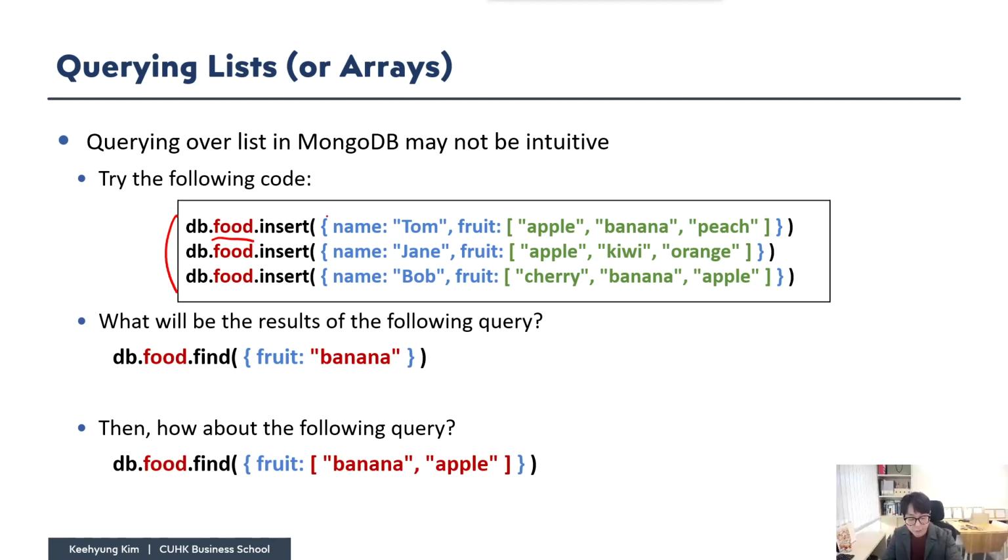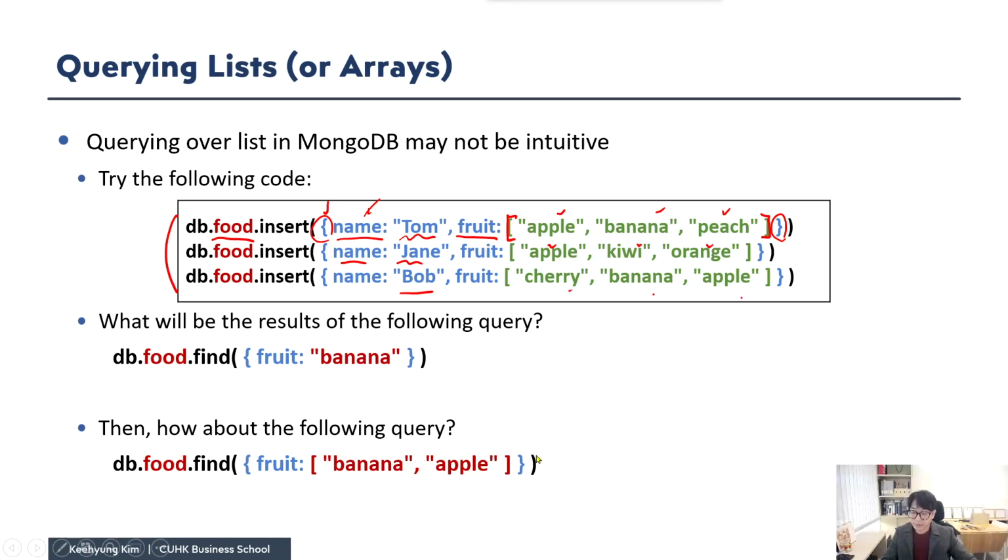The first document here starts with the start of document and end of document here. So it has 2 fields, name field and fruit field. So name field, the value is Tom, and the fruit field, the value is a list of 3 elements. So apple, banana, peach are there. And second is name Jane. So Jane has 3 other fruits: apple, kiwi, orange. And Bob has 3 other fruits: cherry, banana, apple, like this.